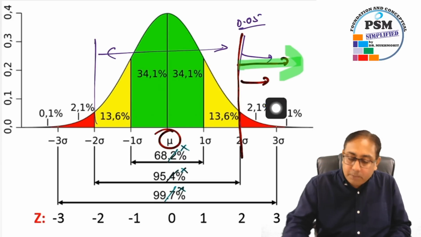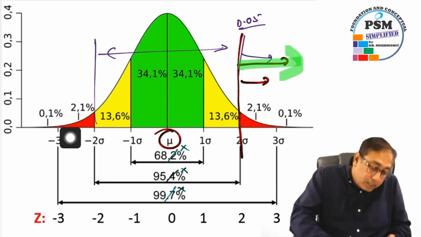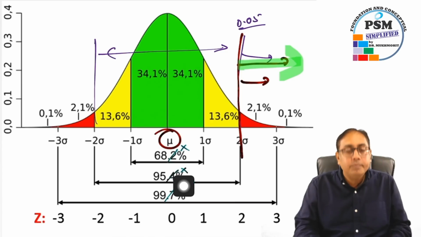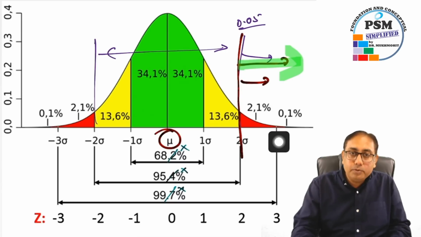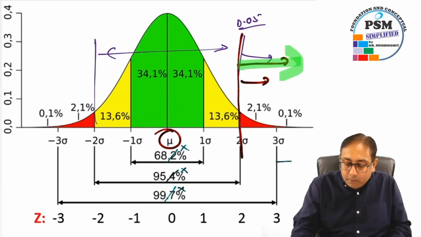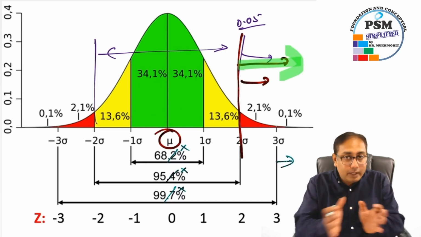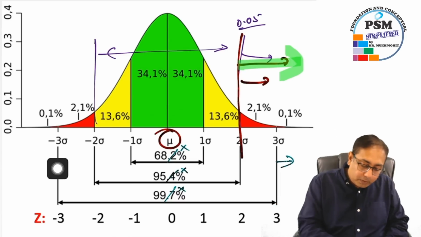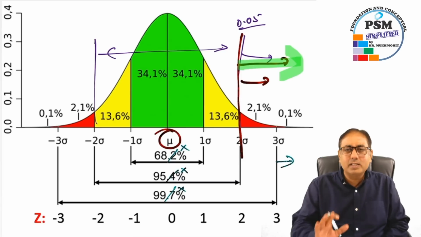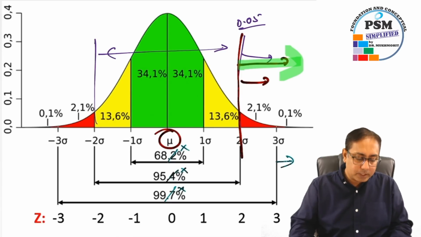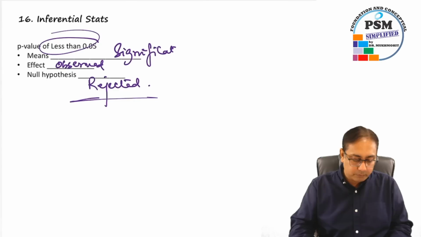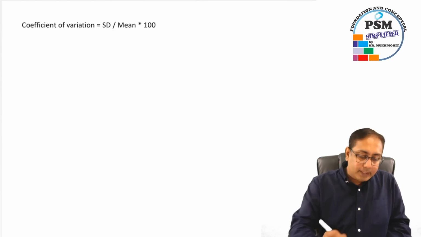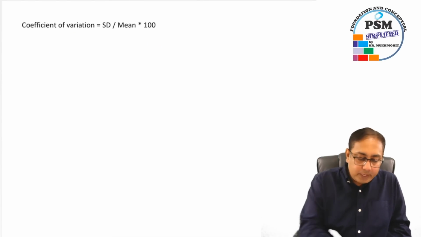If they ask you how many people are more than 3, total is 100. Out of 100 I take out 99. So how many people will be more than 3? 99 gone, 1 left, 0.5 more and 0.5 will be less. Do you get this? These are simple questions they ask you, and this is very, very frequently asked in your exam regarding inferential statistics.